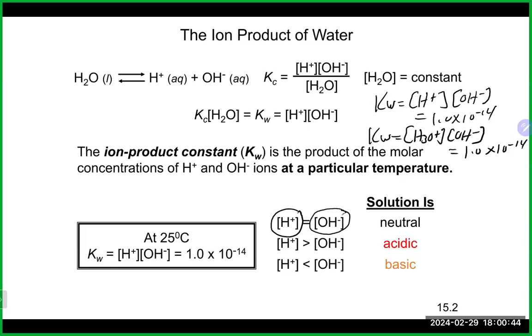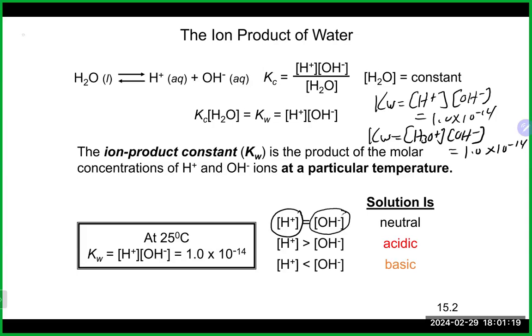Now, if you calculate it and the H plus concentration is greater than the OH minus concentration, that means your acid part is bigger than your base part, so the solution would be acidic. And if you see the opposite, that the OH minus is larger than your H plus concentration, then your base part is larger than your acid part, and it would be a basic solution. So this is one way we can calculate whether a solution is acidic, basic, or neutral.